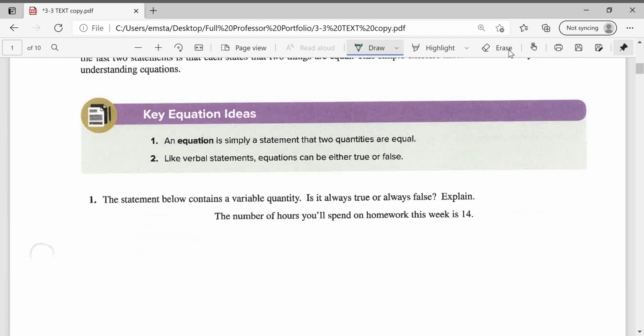The statement in number 1 contains a variable quantity. Is it always true or always false? The number of hours you'll spend on homework this week is 14. It's not always true or always false any given week. We're going to say it's sometimes true, sometimes false. Some weeks you may spend 14 hours, some you may spend more, some you may spend less. So it's an odd statement.